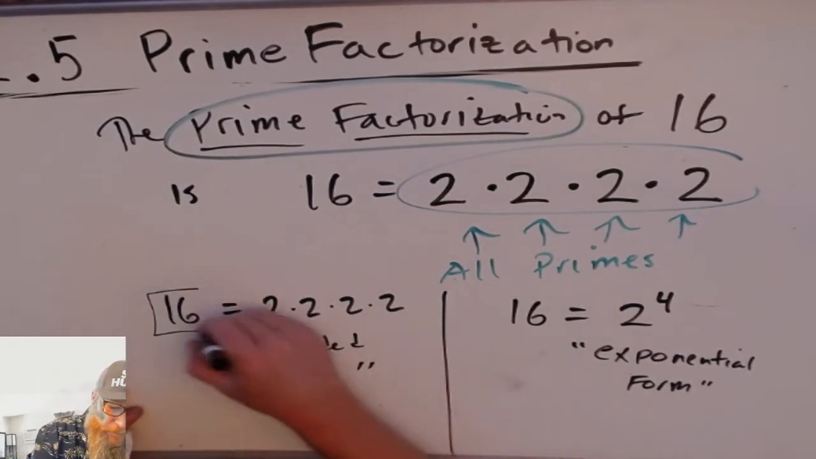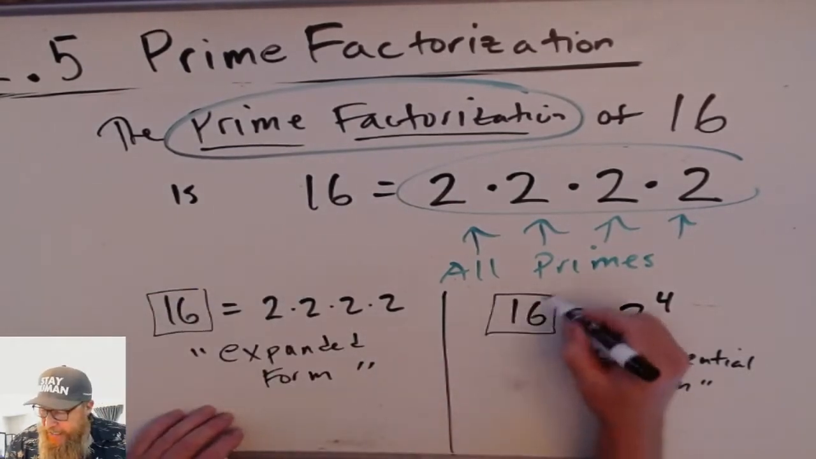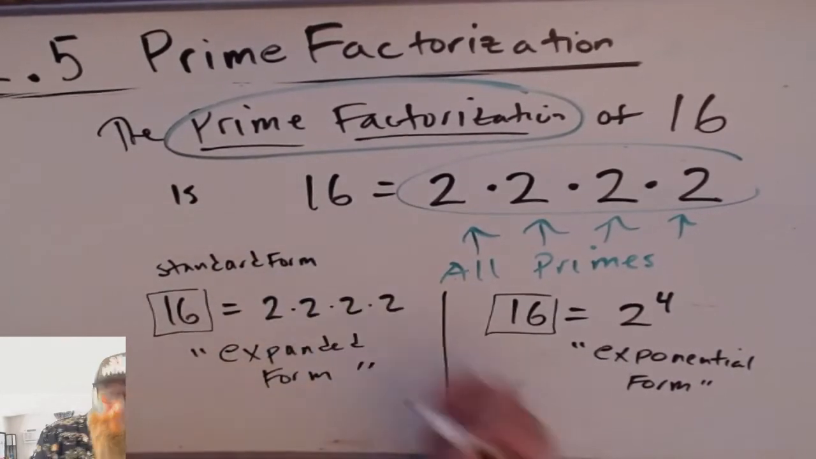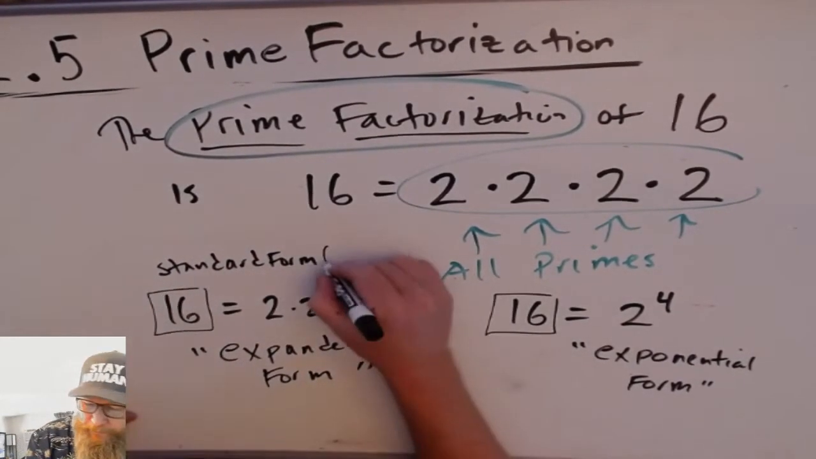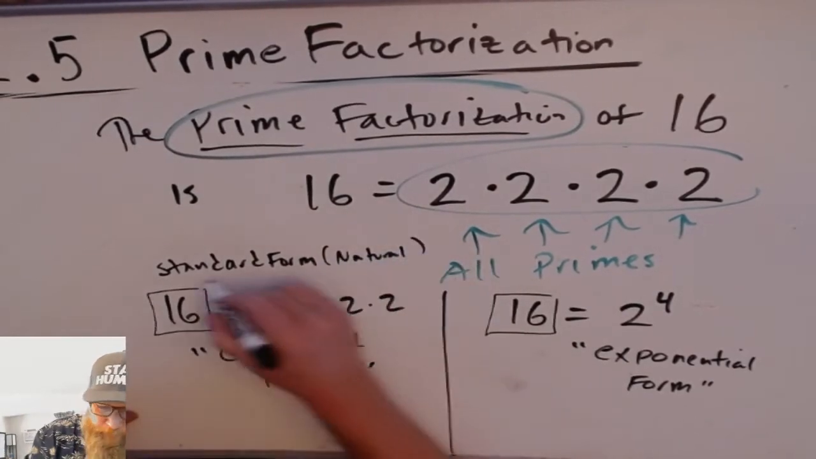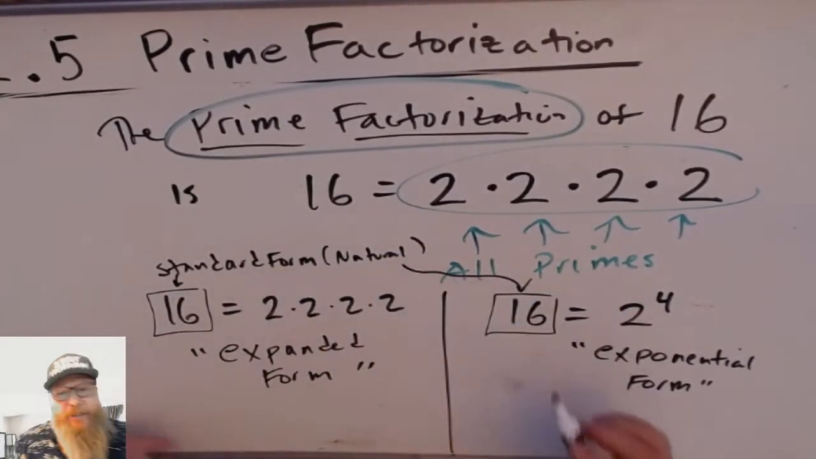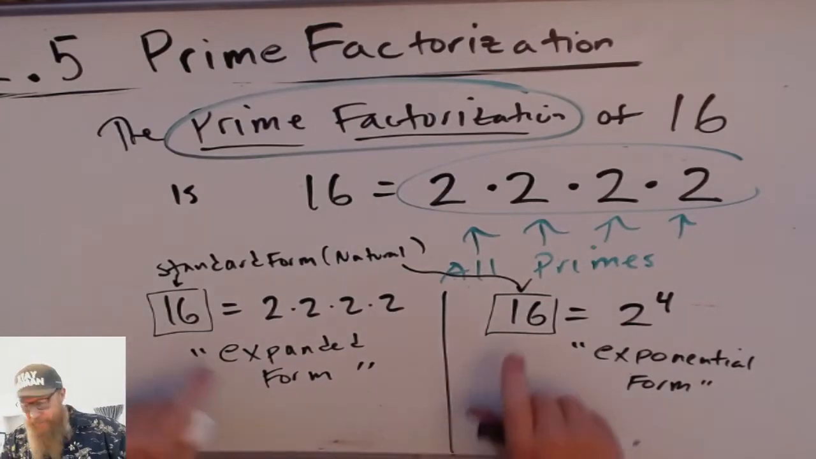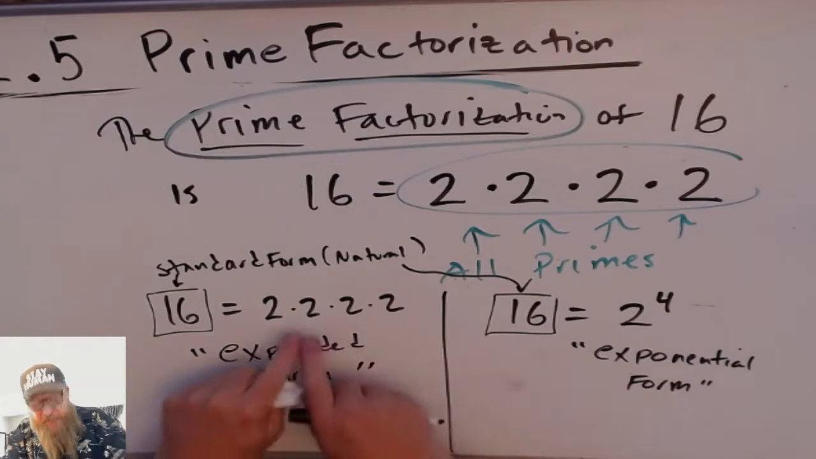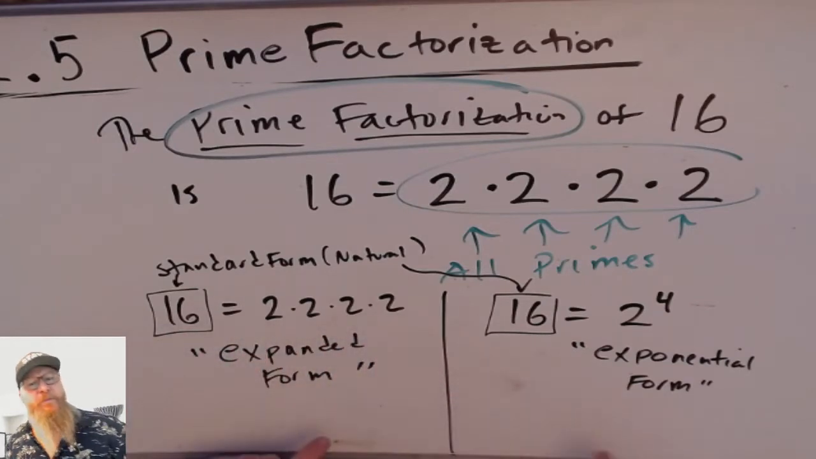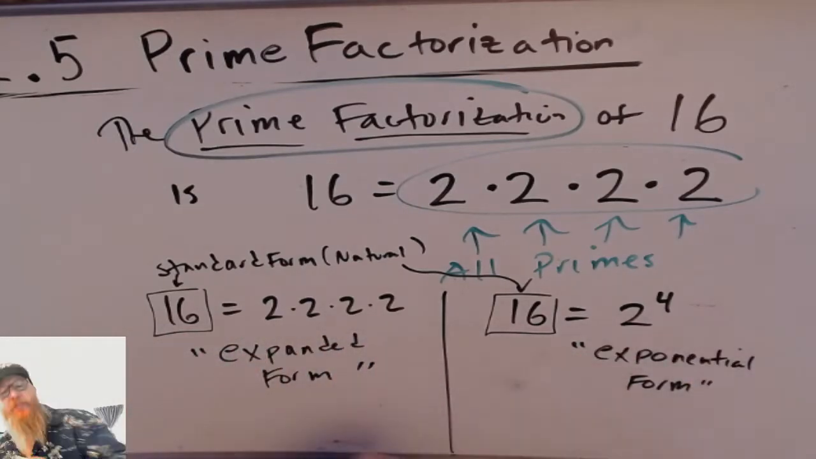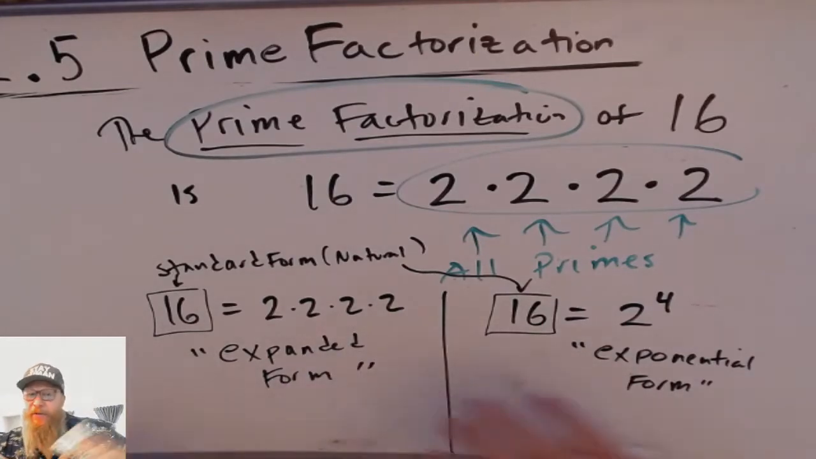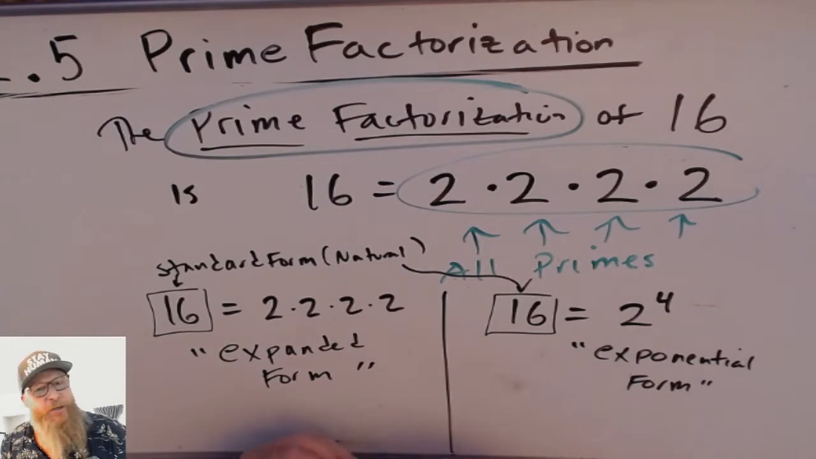The number 16 is called the standard form or the natural form. So you have the standard natural form, you have the expanded form, 2 times 2 times 2 times 2, and then you have the exponential form, 2 to the 4th. I'm saying all this right now at the beginning because for the next 45 minutes or so, that's all you're going to hear me say.